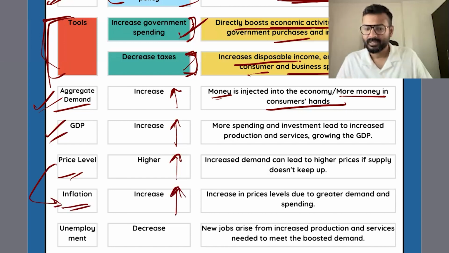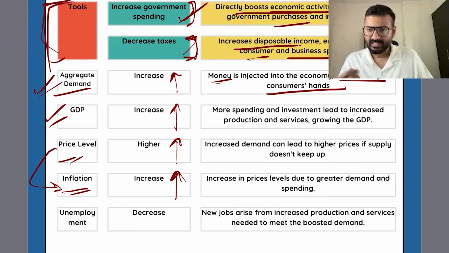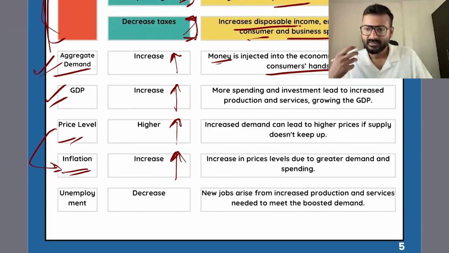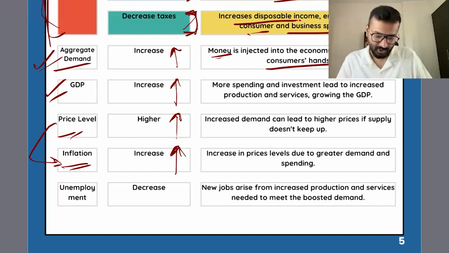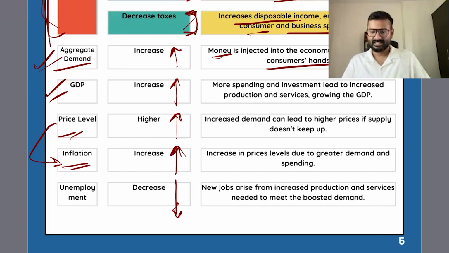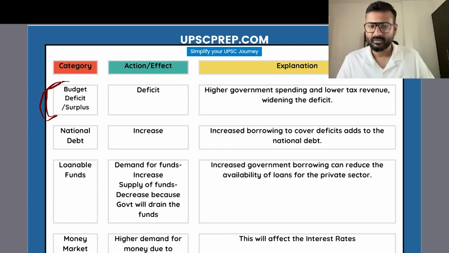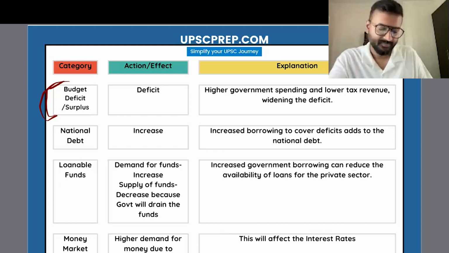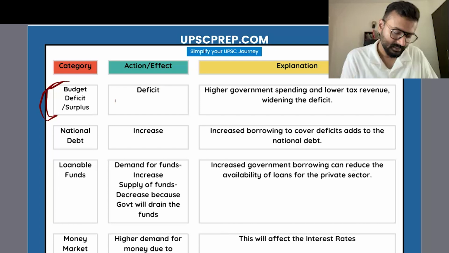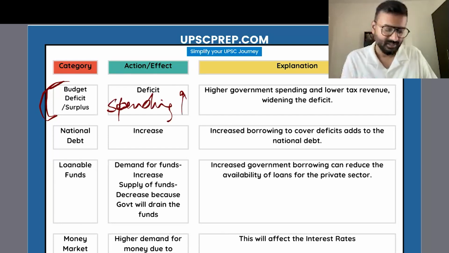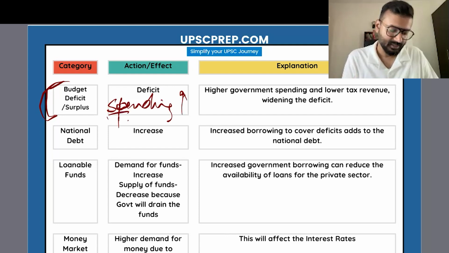What happens to unemployment? Unemployment will decrease because economic activities has increased. More economic activity means more jobs. So unemployment has decreased. Now what happens to budget deficit होगा या budget surplus होगा? Not talking about the government budget, right? Now the government spending has increased. Spending has increased, but the tax revenue has decreased क्योंकि taxes कम किया है.